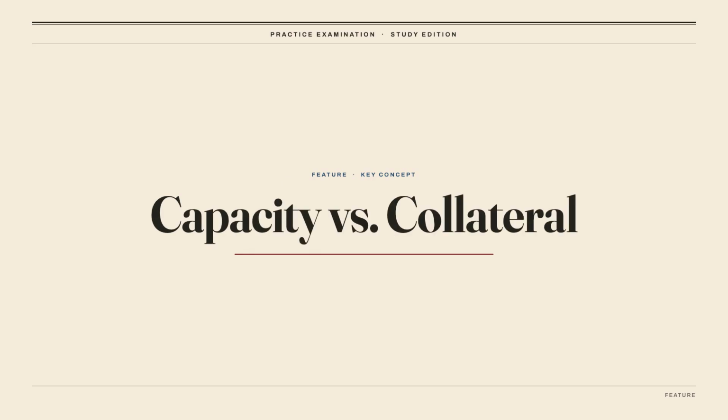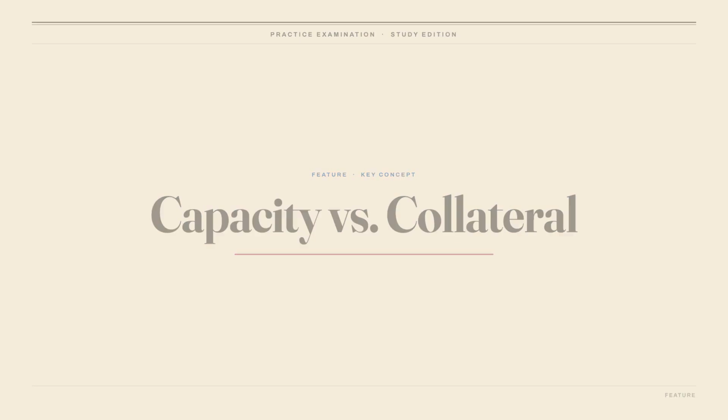Underwriting a residential loan really asks two separate questions. Can the borrower make the payment from her income? And if she can't, is the property worth enough to cover the debt? The first is capacity, the second is collateral. And mixing them up costs points on material you actually understand.